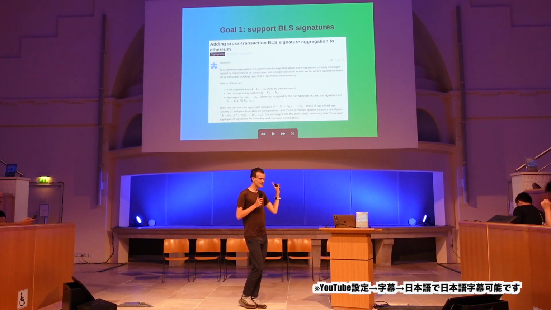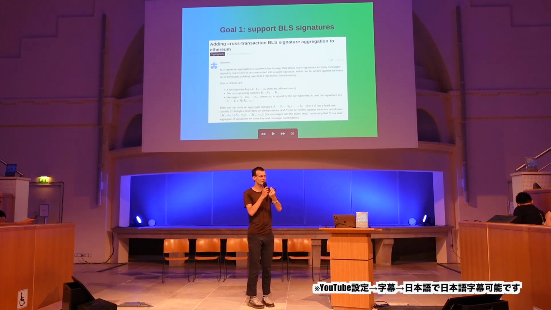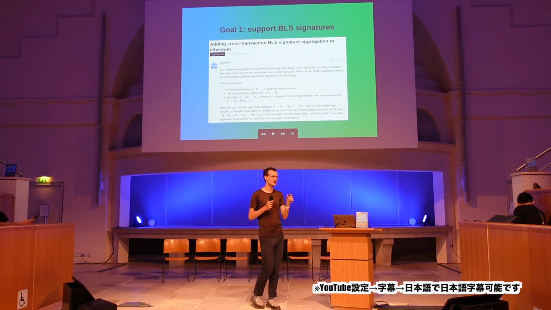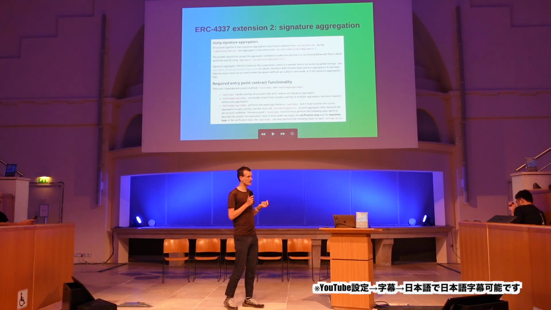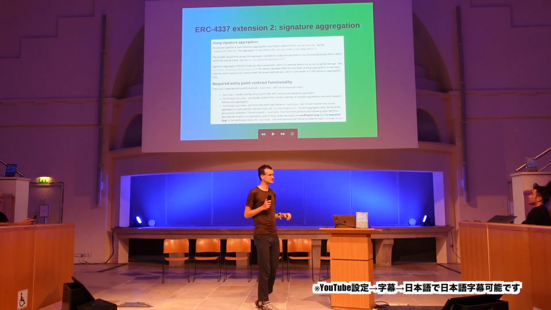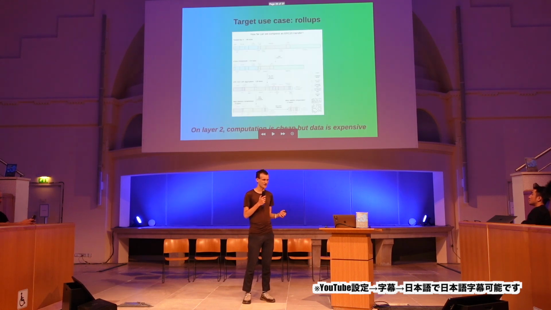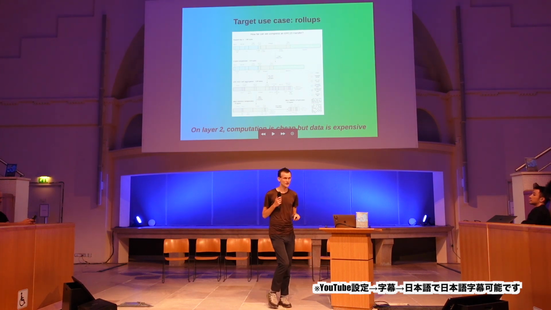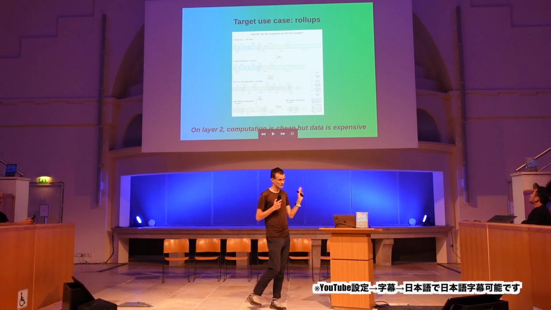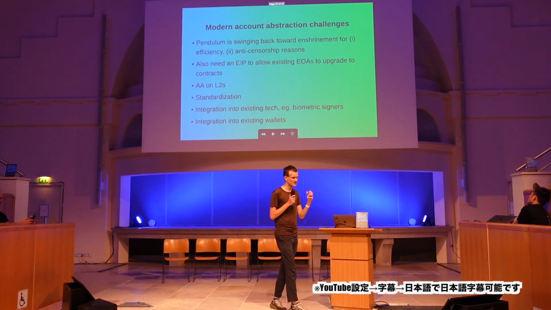So BLS signatures actually support this. You can take a very large number of BLS signatures, combine them, and you create one signature of the same size that can be used to verify all of the operations, and basically verify everything at the same time, right? So what this ERC 437 extension does is it lets you actually provide aggregators, and it lets you actually aggregate all of these operations together, right? So we get really nice efficiency gains for layer 2s, so that on layer 2s, this 437 can actually be more efficient and less costly than regular ECDSA operations.